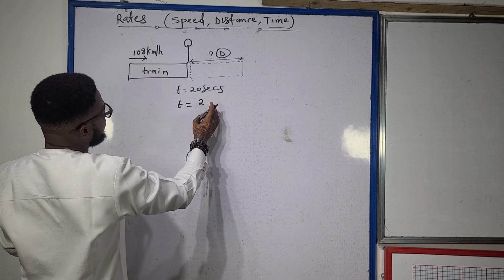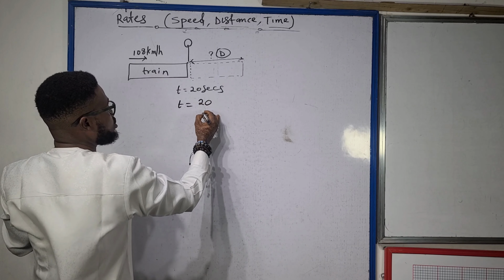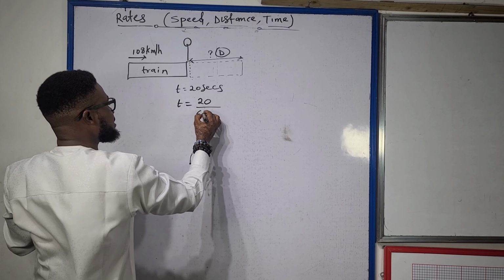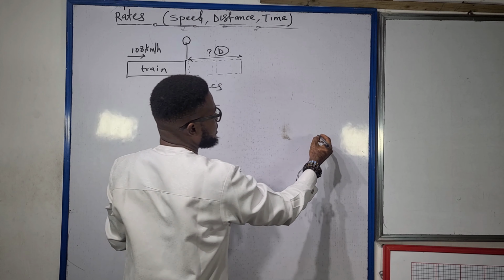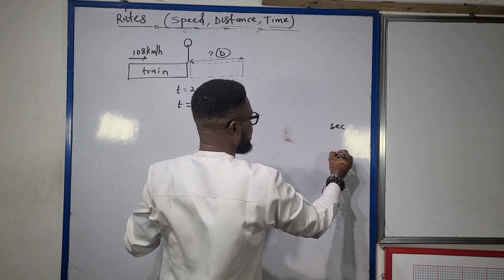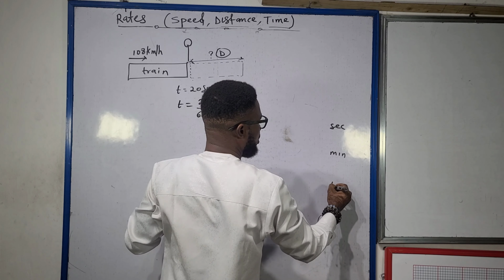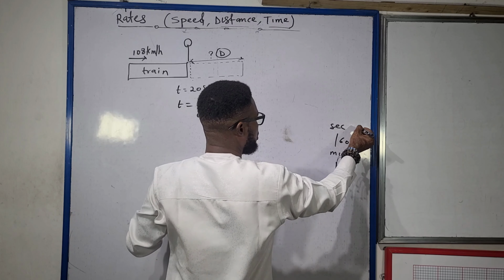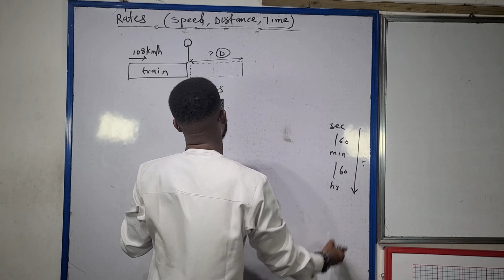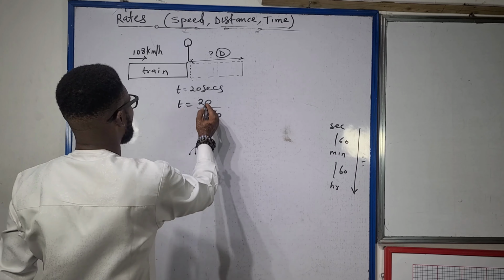So I'd rather that I convert this to hour. If I'm converting this to hour, this is going to be 20 divided by 60 and then divided by 60 again. Recall that seconds, minutes, and then hour. 60 seconds make 1 minute, 60 minutes make 1 hour. When you're moving this way, you're going to divide. So this is going to be my timing.